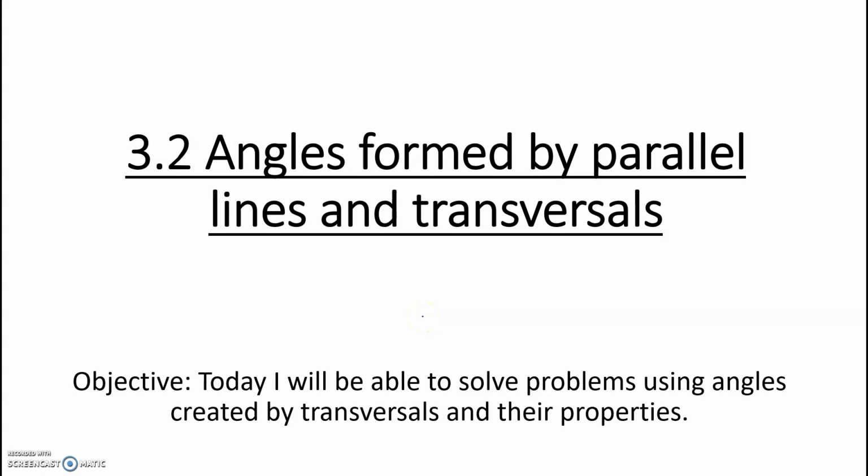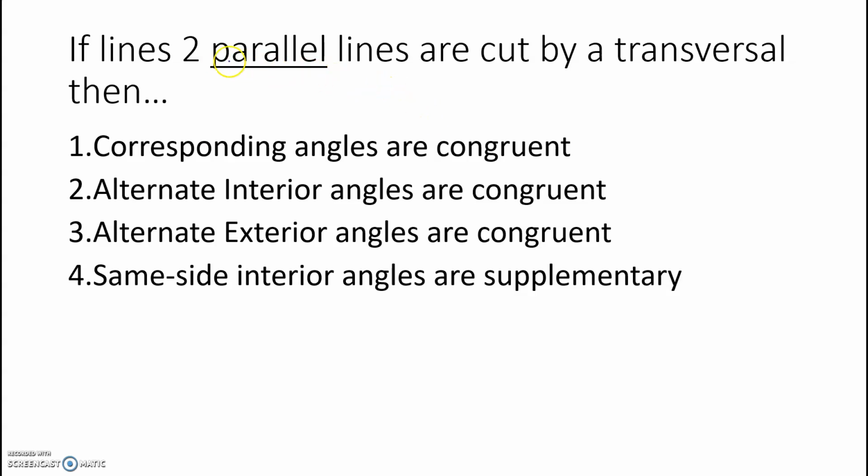All right, so yesterday we learned about all types of naming when you had lines cut by a transversal. Today we're going to hone in on parallel lines and what's so special when that happens. So we are going to move into section 3.2. If two parallel lines are cut by a transversal, then all of these things happen.